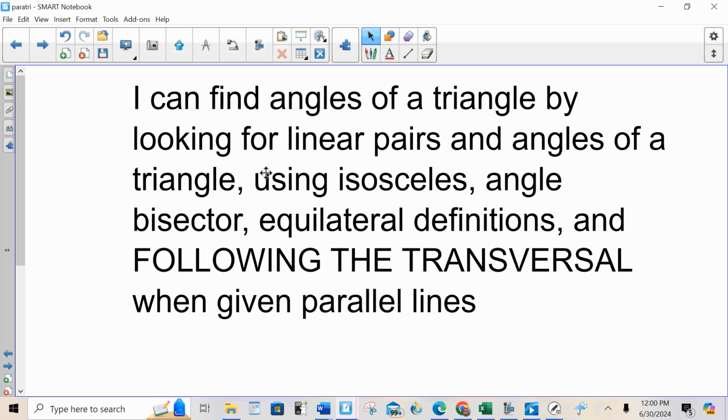Hello. This lesson is a direct follow-up to complex triangle problems. So make sure you understand complex triangle problems before you do this. Same aim except for the end.